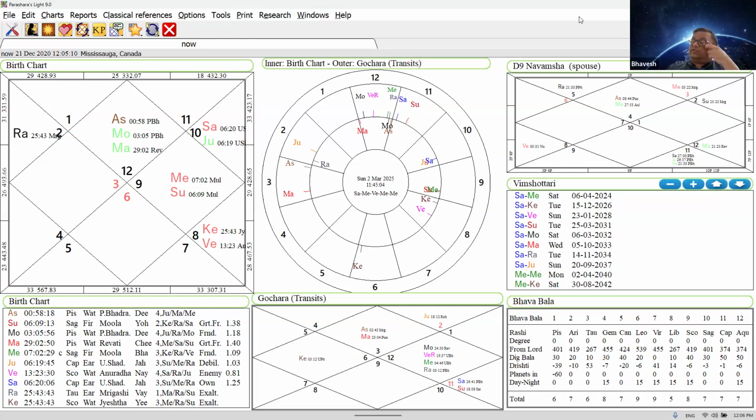Your ascendant, that's the important point. That is the lagna.